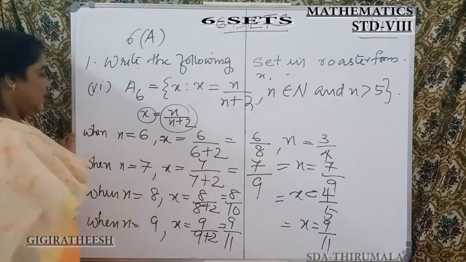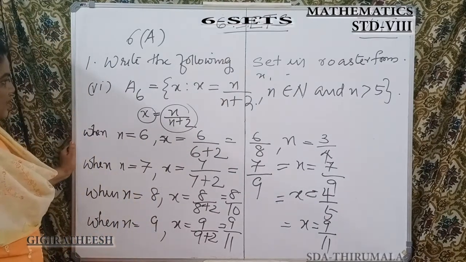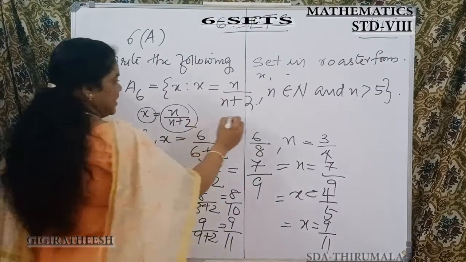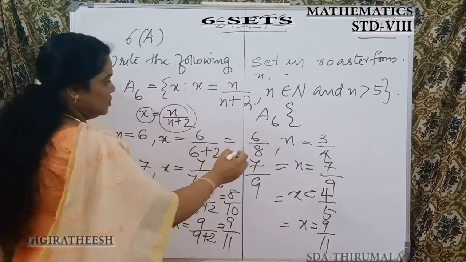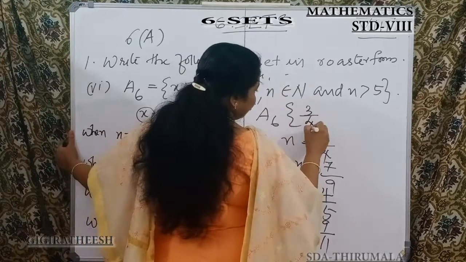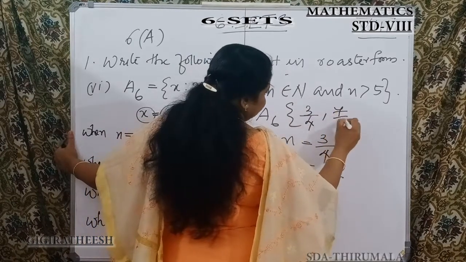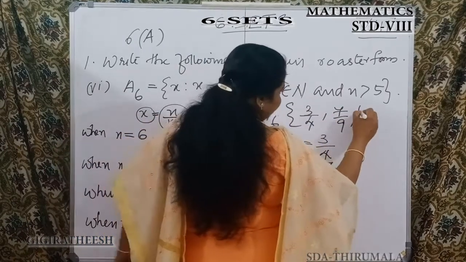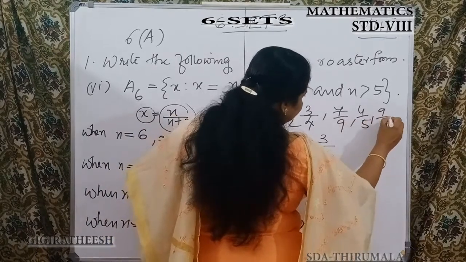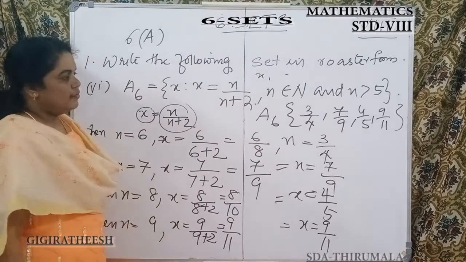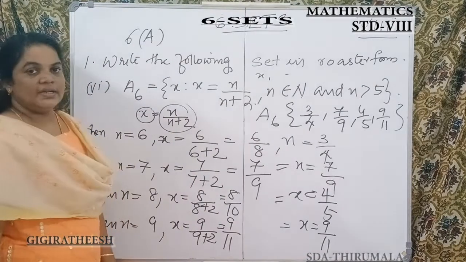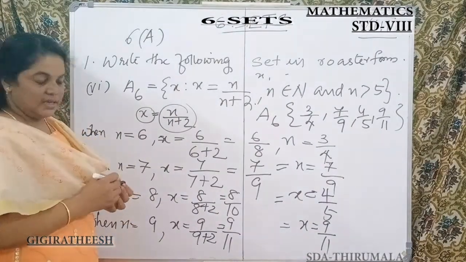And what are the elements of x? Elements of A6, I am writing here, elements of A6 is equal to 3 by 4, 7 by 9, 4 by 5, 9 by 11, etc. Okay. 3 by 4, 7 by 9, 4 by 5, and 9 by 11. These are the elements of A6.